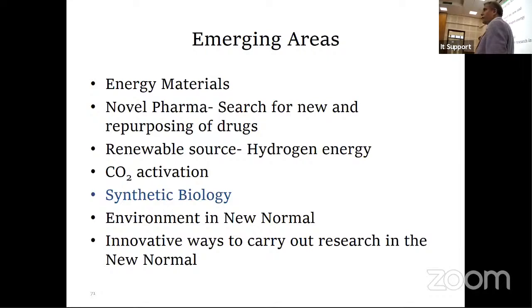Before I finish my talk with two or three slides of my own, sir, just two, three slides. Energy materials, novel pharma, renewable sources, hydrogen energy. We're also doing hydrogen energy computation, onboard storage, CO2 activation is a very, very important problem. And I'll just show that.